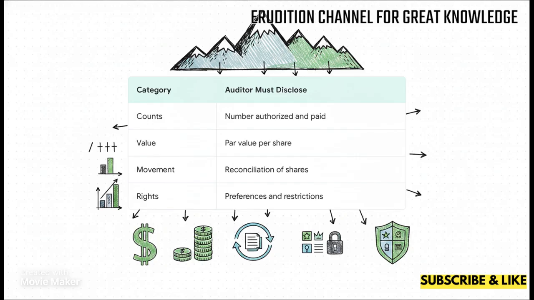They also must disclose the par value per share and provide a clear reconciliation of outstanding shares at the beginning and end of the period. And finally, they must clearly state the rights, preferences, and any restrictions attaching to each class of shares. It's a lot, but it's absolutely vital for transparency.